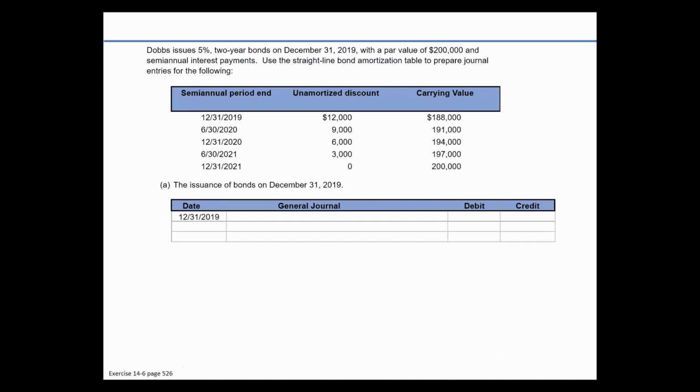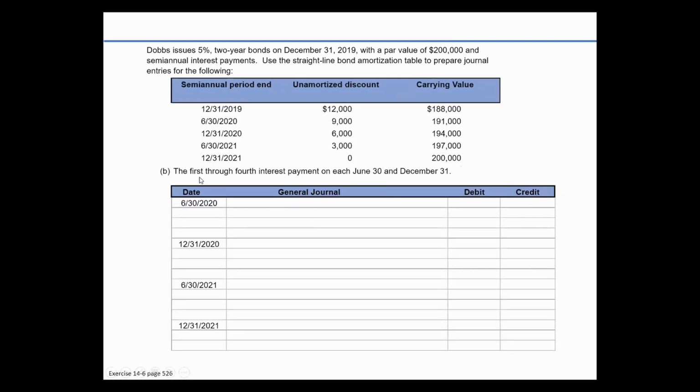Dobbs issues 5% 2-year bonds on December 31st of 19 with a par value of $200,000 in semi-annual payments. So we'll use a straight line bond amortization table to prepare the journal entries. And so we see that the issuance of bonds on December 31 of 19 is you have cash in the amount of 188,000 because that's the amount of cash that we're receiving. We figure that out by looking here at the carrying value. Then the discount on bonds payable is 12,000. You know that the bonds had a par value of 200,000. So we can take 200,000, subtract the amount of cash received, then that gets you the discount. And then you have a credit for bonds payable of 200,000.